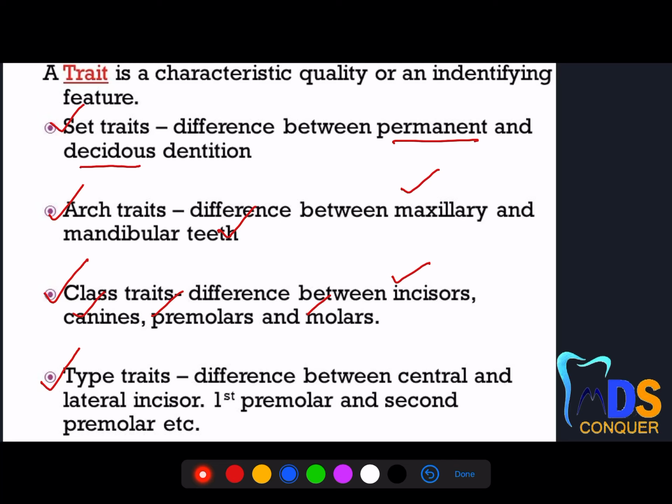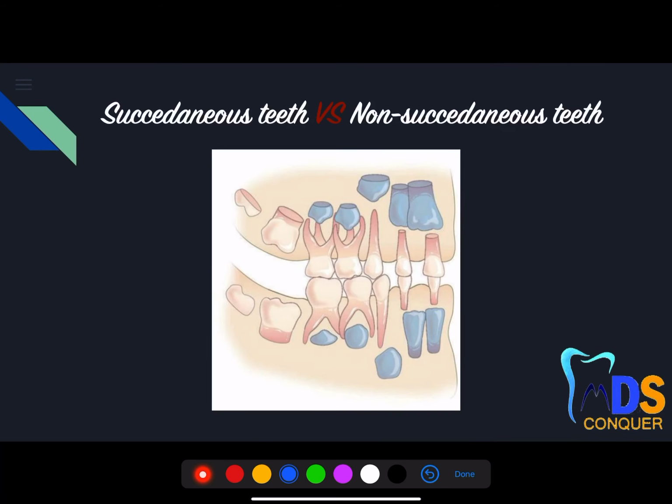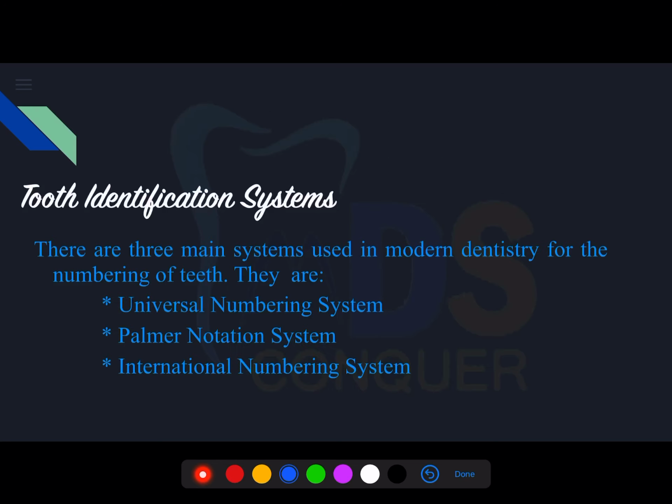centrals. Okay, so incisors, you'll have centrals and laterals. Premolars, you have first and second premolars. Molars, you have first, second, and third molars. And I hope you are well familiar with these two words, that is succedaneous teeth and non-succedaneous teeth. So please do make a note of this.